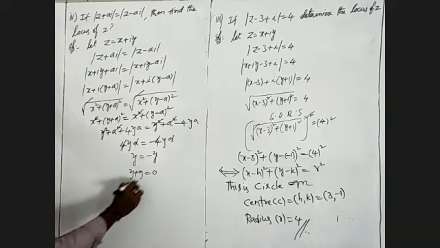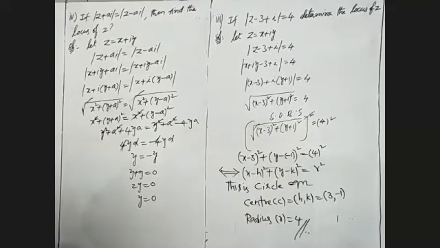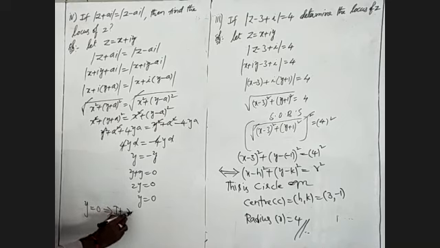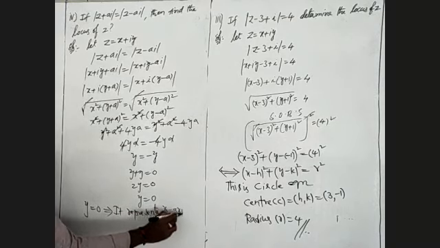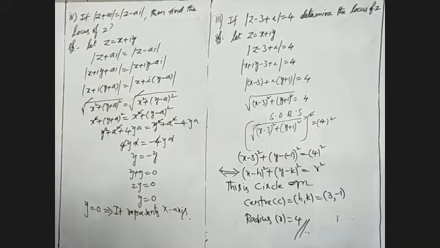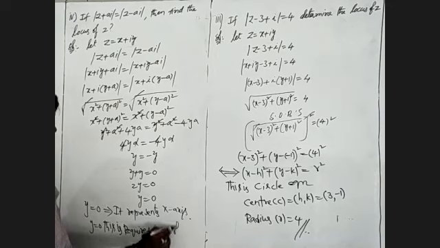y will become 0. y is equal to 0 means the graph represented x-axis. y is equal to 0 means it represents x-axis. This is y is equal to 0. This is required locus of z.